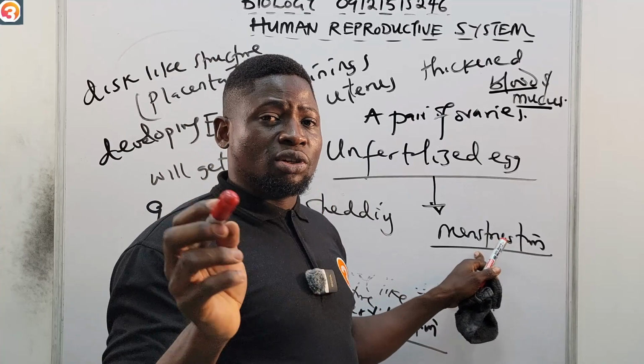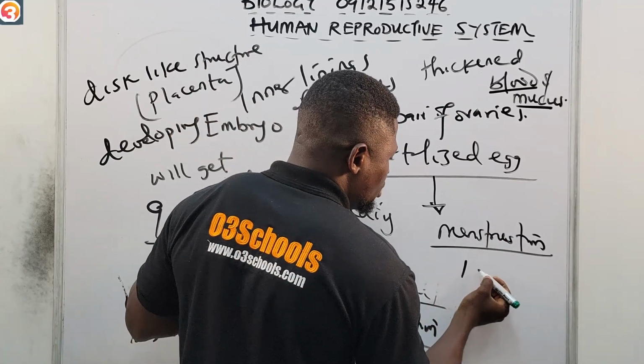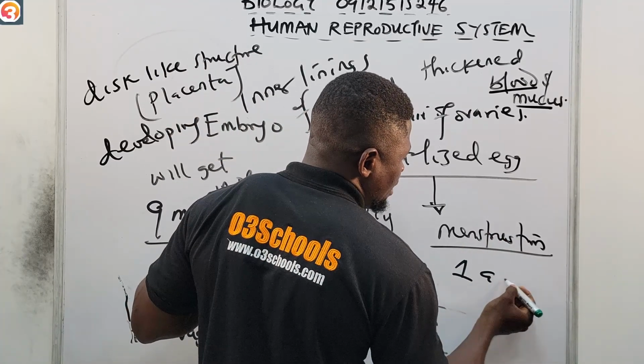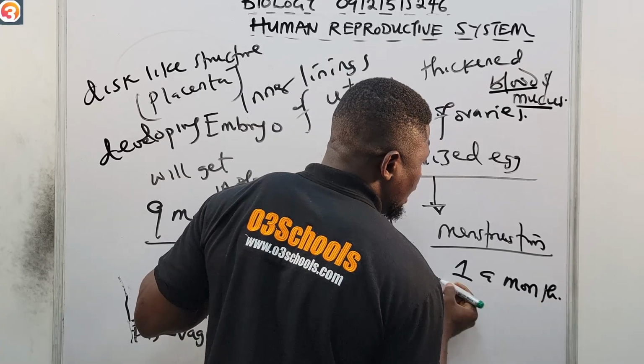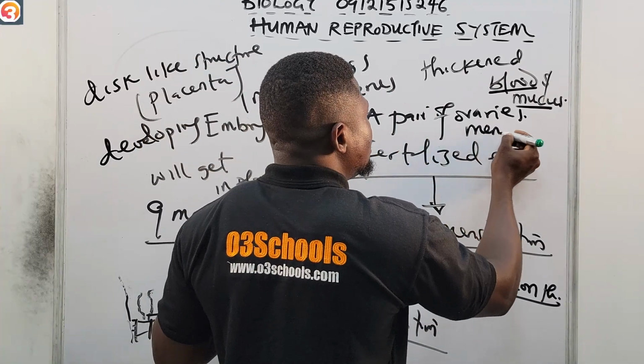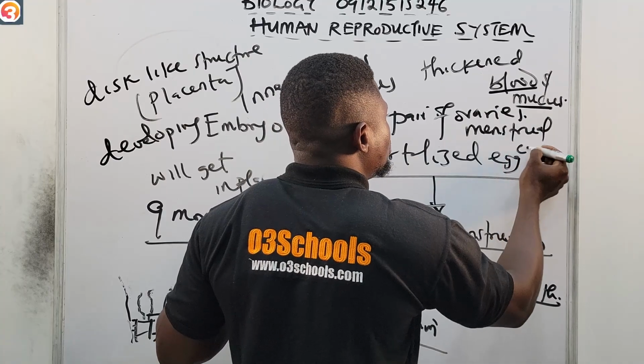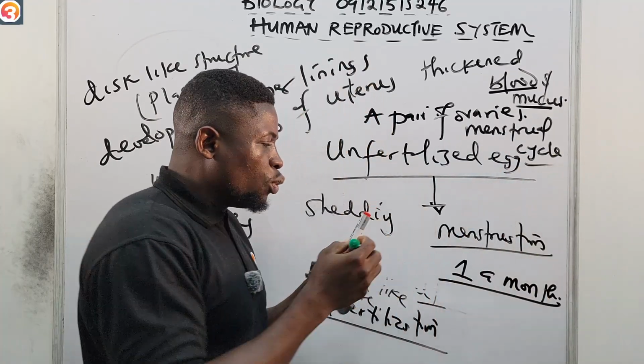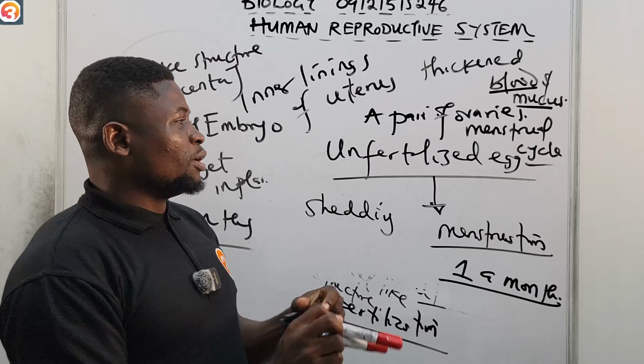This menstruation comes once a month, and that is why we call it the menstrual cycle. It is a cycle, so it happens once every month. So this is basically what happens.